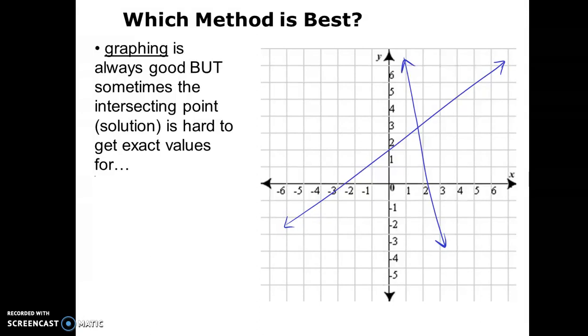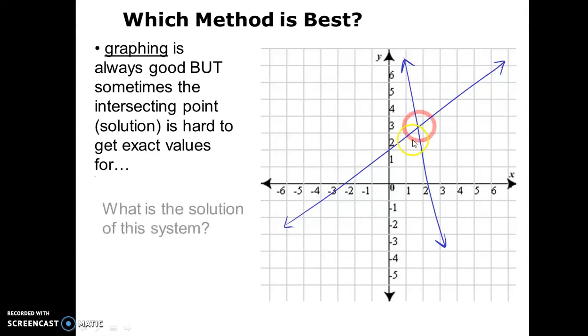All right, which method is best? We began solving systems by graphing. Graphing is always good, but sometimes the intersecting point or solution is hard to get exact values for. There's an example of that. Here are these two lines. They intersect right there. But unfortunately, that intersection point is not at the corners of the grid, so it would be some decimal values.